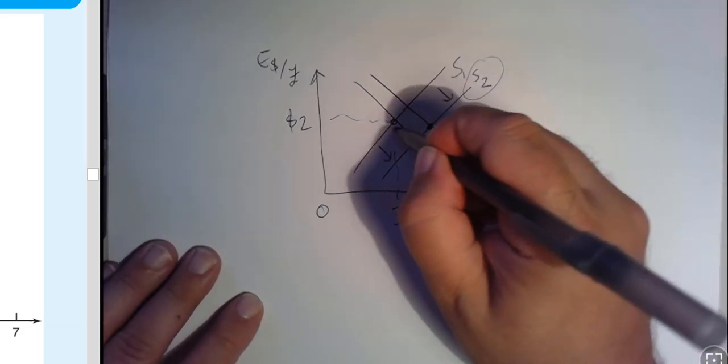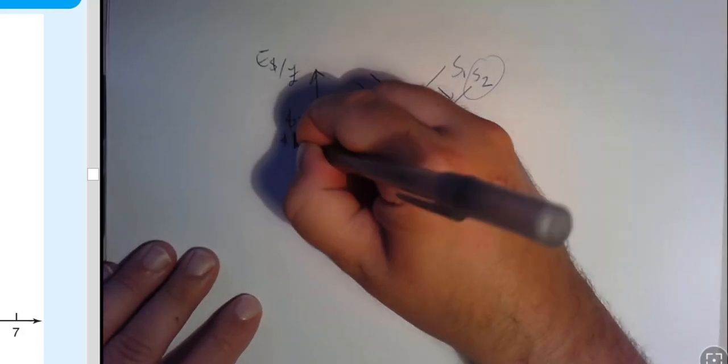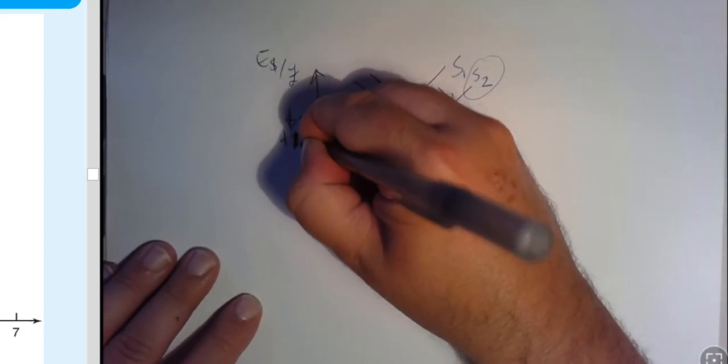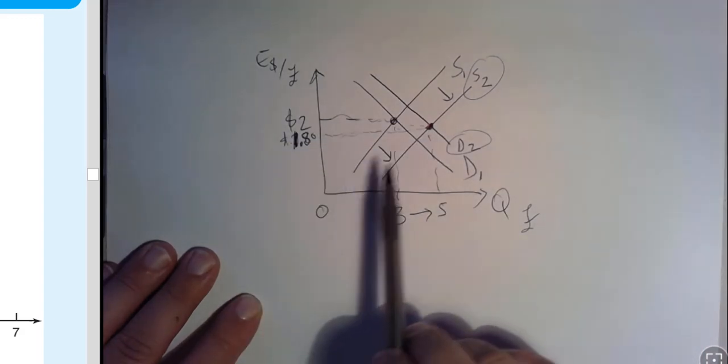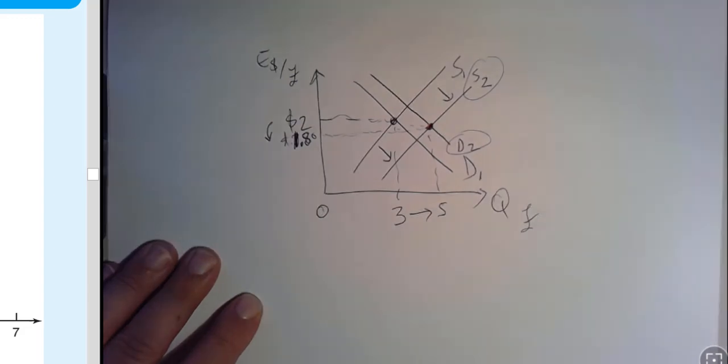But the price goes down. Let's say this is $1.80. So the equilibrium price would end up below the initial one.